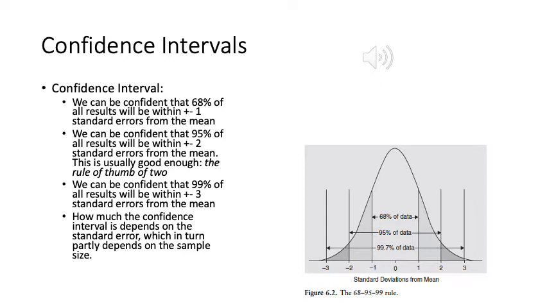We can even gain more confidence if we go plus minus 3 standard errors from the mean, over 99%. While we can be sure that over 99% of the results are within those standard errors, usually plus minus 3 standard errors is too big of a range. And so people prefer the rule of thumb of 2. But again, how big the confidence interval actually is depends on the standard error, which in turn depends on the sample size.